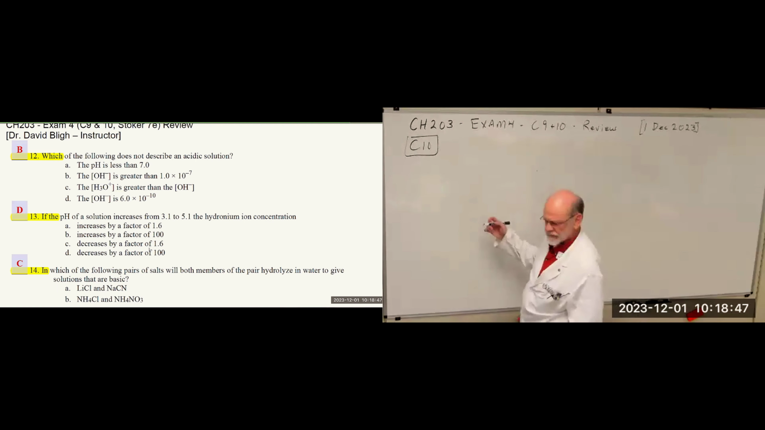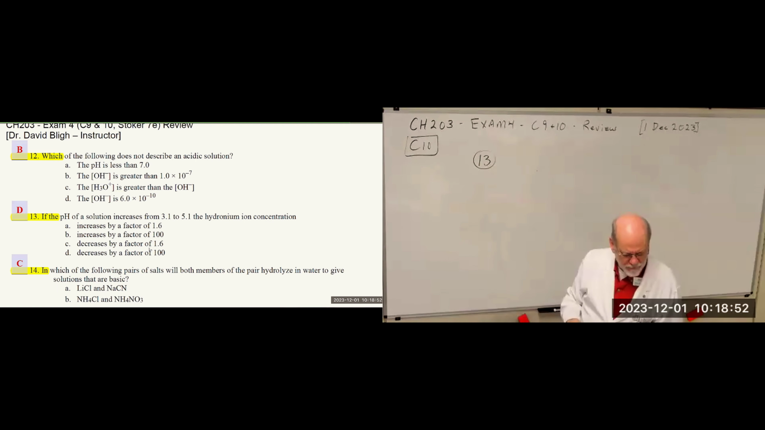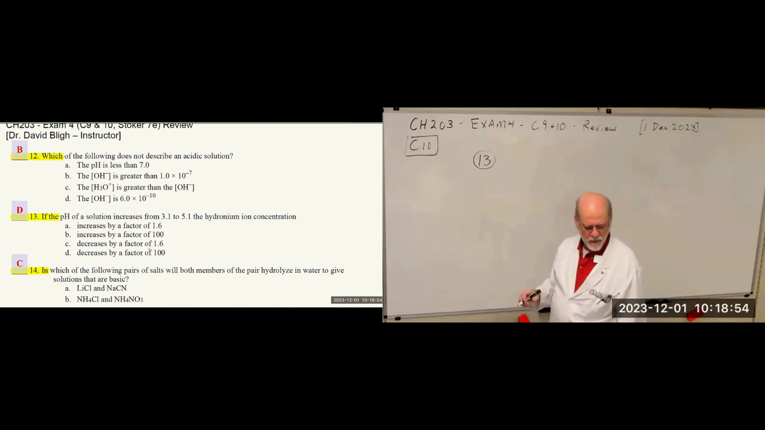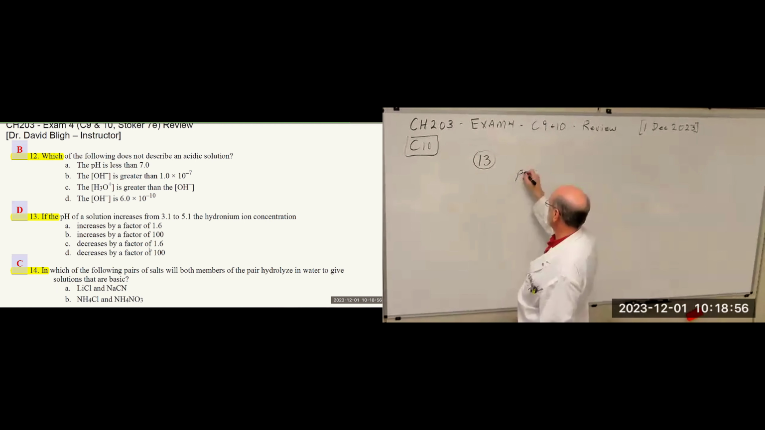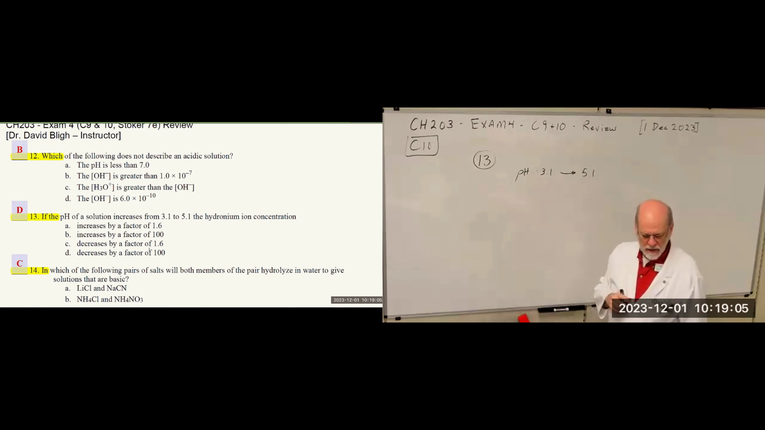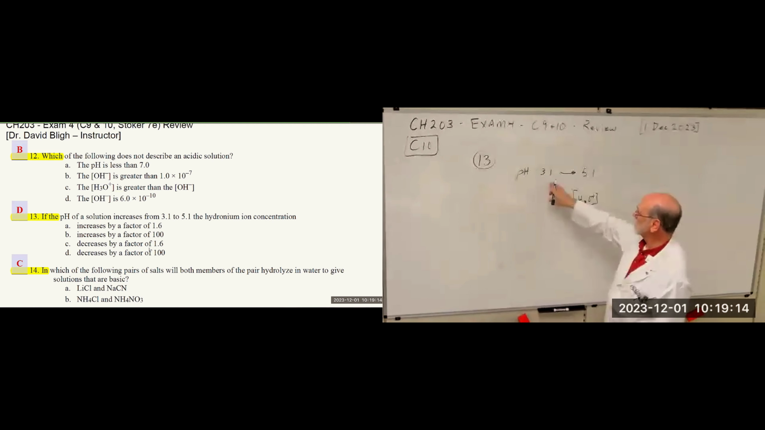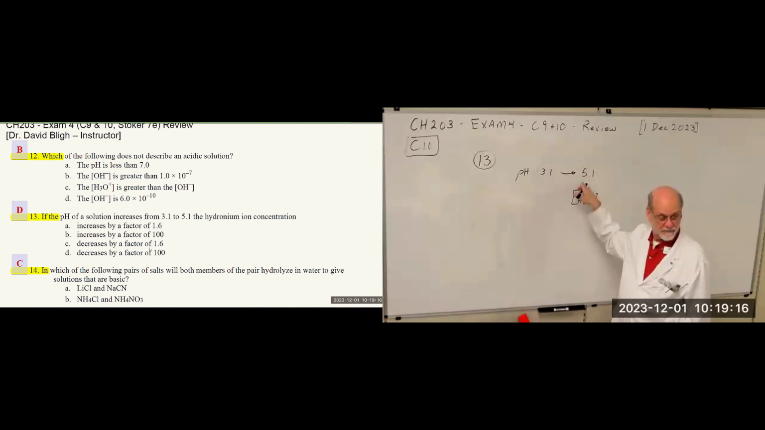13. Yeah, 13. If the pH of a solution increases from 3.1 to 5.1, the hydronium ion concentration does what? It's becoming more basic, isn't it? It's becoming more basic.